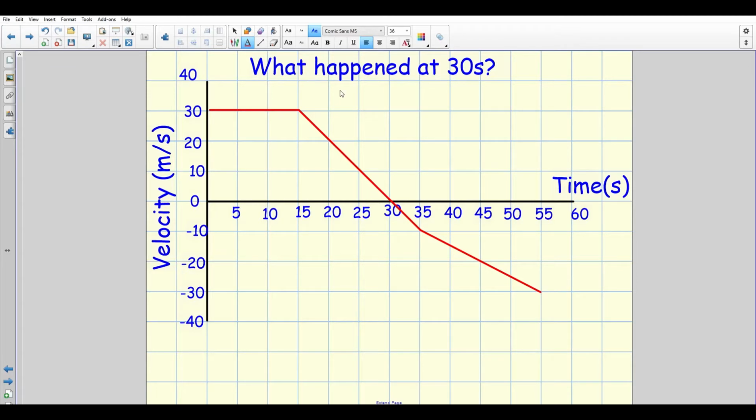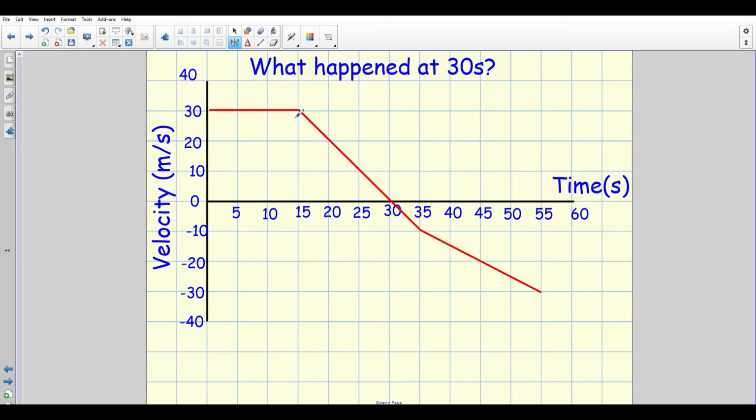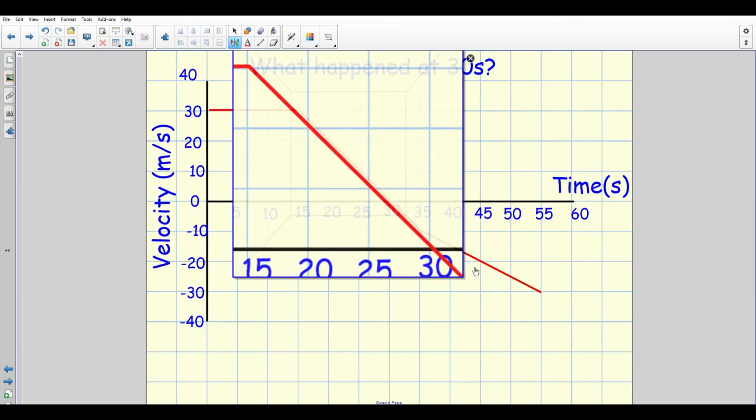Right, last little bit. So at 30 seconds on this graph, we need to look at what has happened. So think back to what we were talking about with the shapes of graphs. The start here is going at a constant speed. So for this little bit here, just focus on this. We've got a straight line, constant speed. Then it starts to go down, so the speed is decreasing, so it's decelerating at this point.